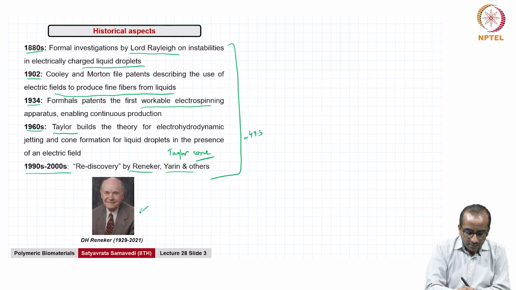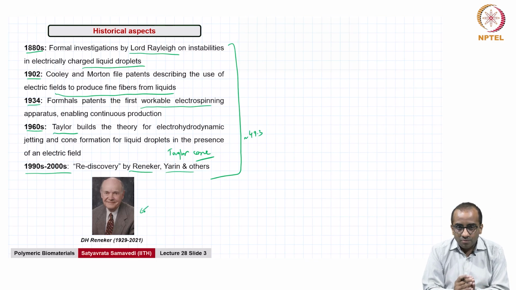One quick comment about Professor Renneker, who passed away in 2021. A lot of his early work was in industry and in government labs in the US, where he worked on fundamental problems in polymer physics. But in the late 80s, when he was close to 60, he joined the University of Akron, and that's when he started working with electrospinning. And over the next 30 years, boy, did he change the field.